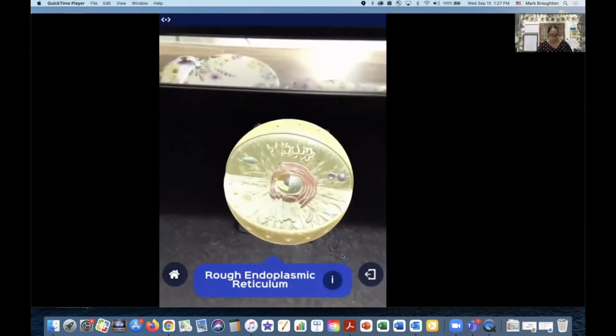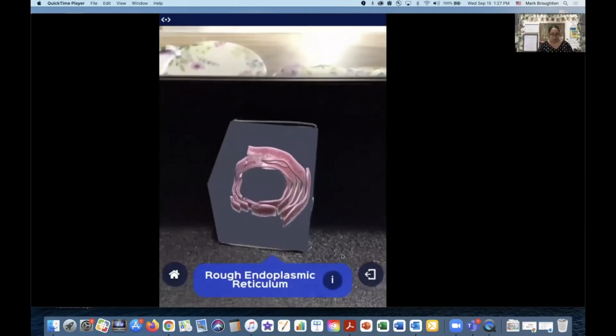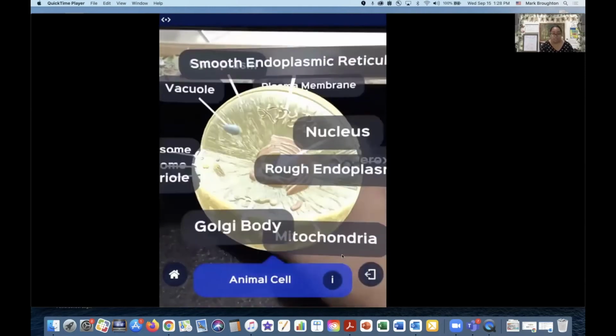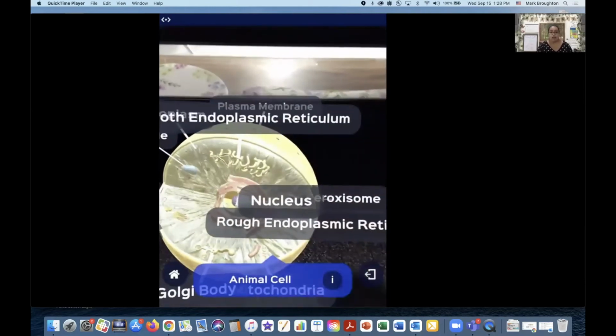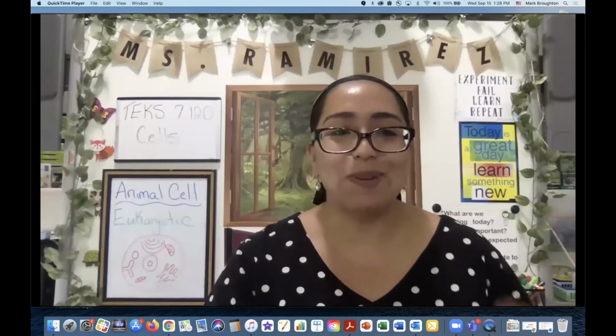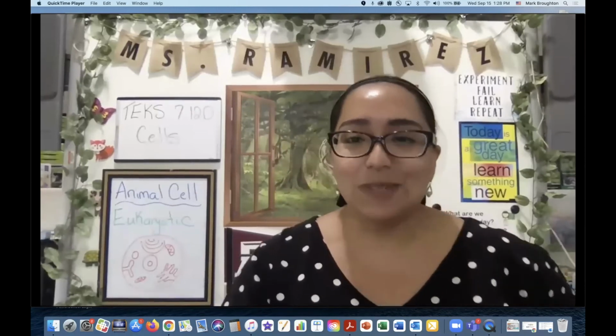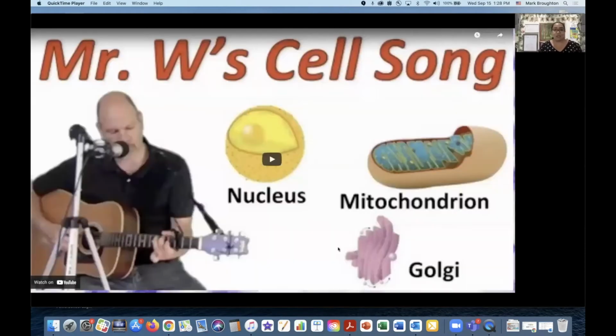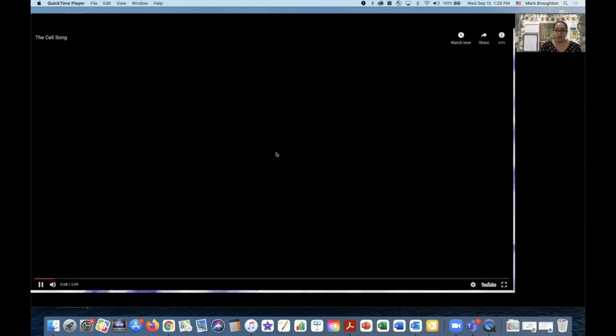This one is a cool one because you can look at the different organelles individually, and it also has information if you would like to read the text as well. So I'm going to go ahead and stop that share, and I'm going to go back and share my computer screen with you guys. That is because I have a quick little review video for y'all, and it's a little song about the cell organelles. So let me go ahead and start our screen share and play the video.